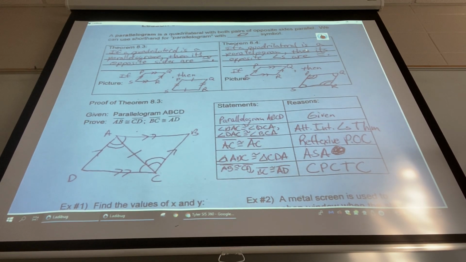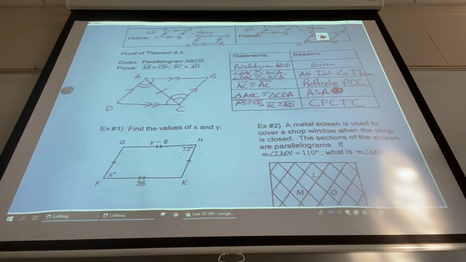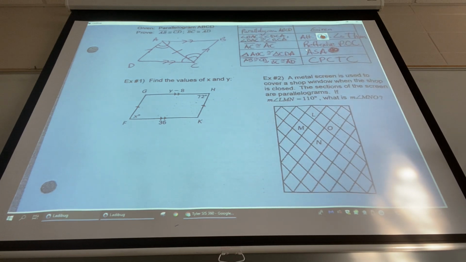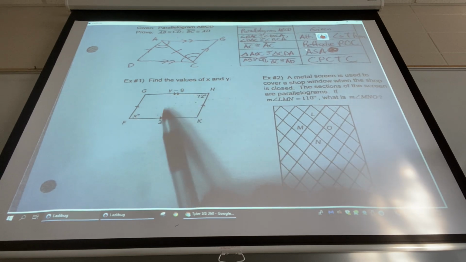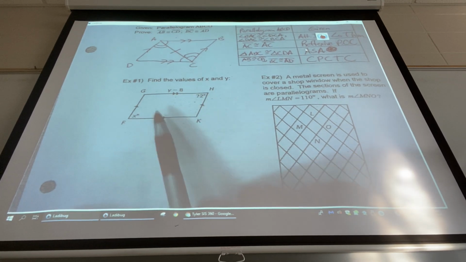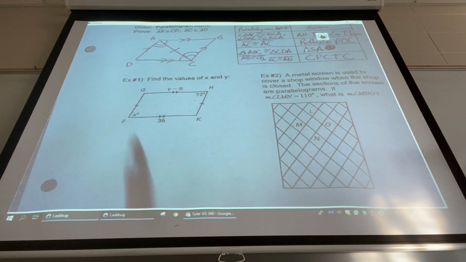Well, let's actually put this into some use here. Example 1 says find the values of x and y. Well, let's look at x first. By the way, these arrows tell us this is what kind of shape? Parallelogram. If we're going to find x, what can we do?